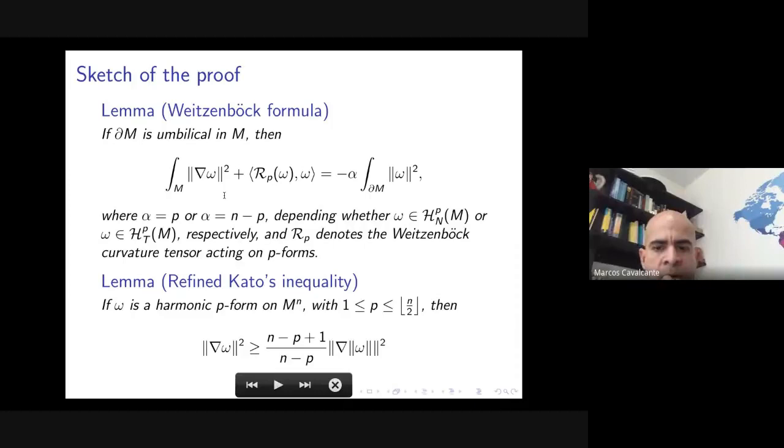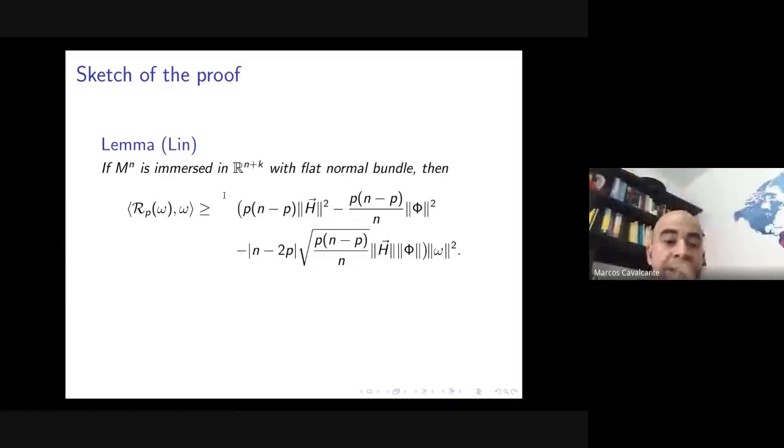But we would also like to mention there is a theorem of Lin, and it's a result of local nature. If you have an immersed submanifold in Euclidean space with flat normal bundle, and here is the only point where we need this condition, then the Weitzenböck curvature term can be estimated in terms of the norm of the traceless second fundamental form and the mean curvature. This is a kind of application of the Gauss equation.